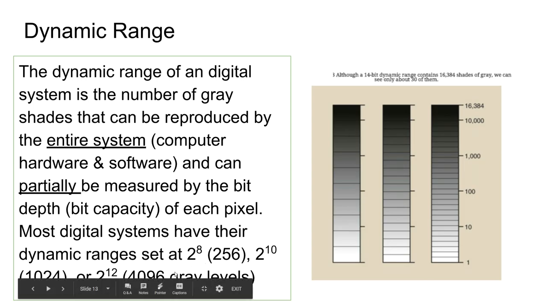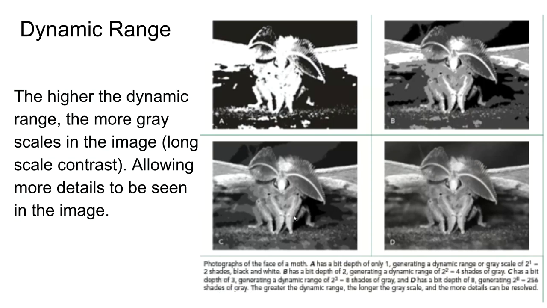Yeah, I mean, is that overkill? 2 to the 12th power, 4,096 different grayscales? So these are extreme examples, right? We can all tell that the image of, I think this is a moth of some sort, in the upper left-hand corner is pretty horrible because it has a bit depth of 1. So 2 to the power of 1 is 2. So how many grayscales do you have? 2. Not that good for contrast, right?